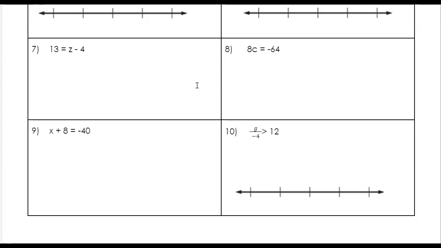7, 13 equals z minus 4. 8, 8z equals negative 64. Number 9, x plus 8 equals negative 40. 10, g divided by negative 4 is greater than 12.